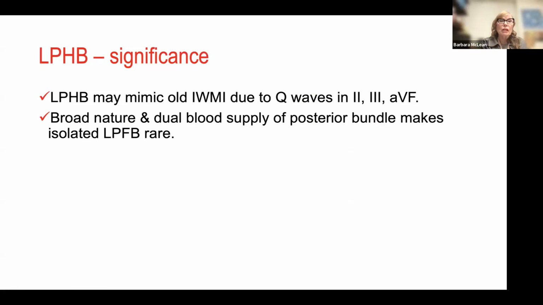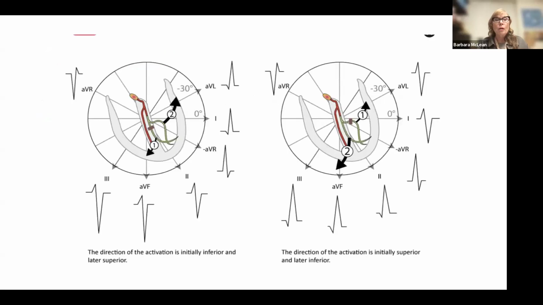Now, left posterior fascicular block does have some significance. Again, remember, it might mimic an old inferior wall MI because of the Q waves in 2, 3, and AVF, but isolated left posterior fascicular block is very rare because not only does it have blood supply from left-sided circulation, it also has blood supply from right-sided circulation. So it has a dual blood supply. The posterior fascicle itself is much sturdier than the anterior fascicle. So the width of your anterior fascicle and the width of your posterior fascicle are very different. And the posterior fascicle is much sturdier and much less prone to injury.